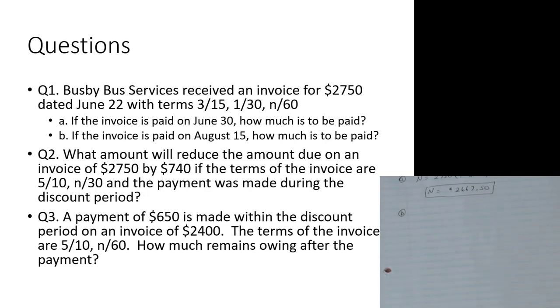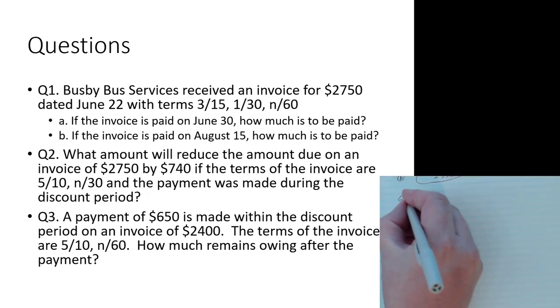So we count how many days from June the 22nd to August the 15th, and there's about 54 days. Trust me on this one, but you can count it out. I encourage you to do so. It's good to know how many days are in each month. So it's 54 days. Does the first discount apply? No. Does the second discount apply? No. So I'm just paying the full freight. No discounts on this one. What you see on the invoice, that's what you pay. Okay.